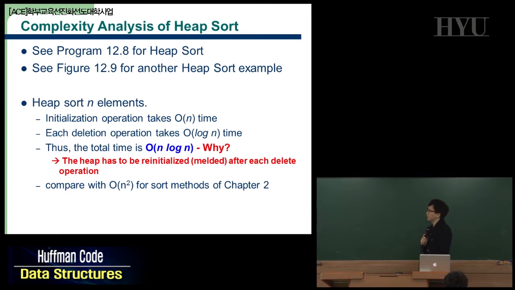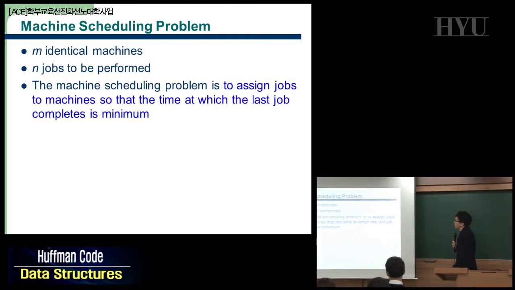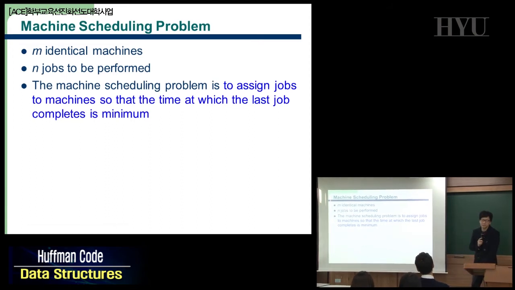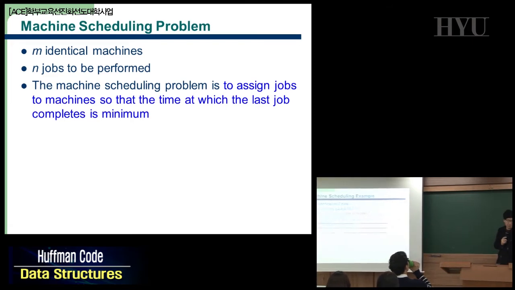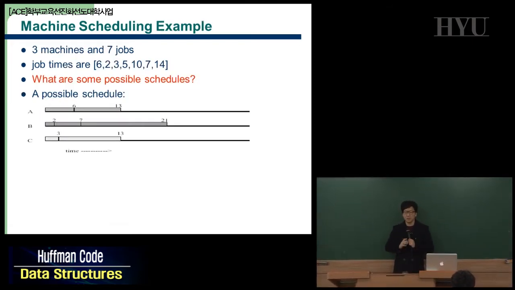So these are minimization problems. The machine scheduling problem is to assign jobs to machines so that the time at which the last job completes is a minimum. If I have 5 jobs, I want to finish in some time, hopefully fast enough. The example they gave was 3 machines, 7 jobs. Job times are 6, 2, 3, 4, 5. Every job has a different time requirement.